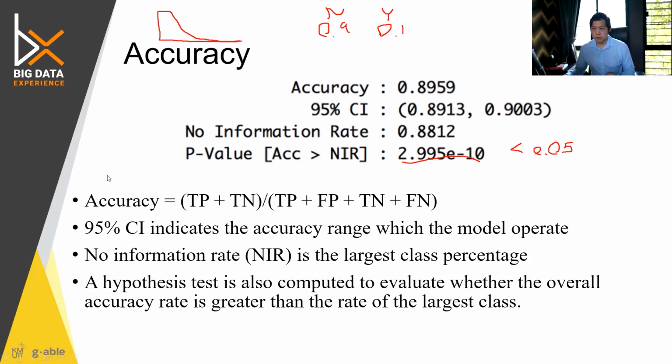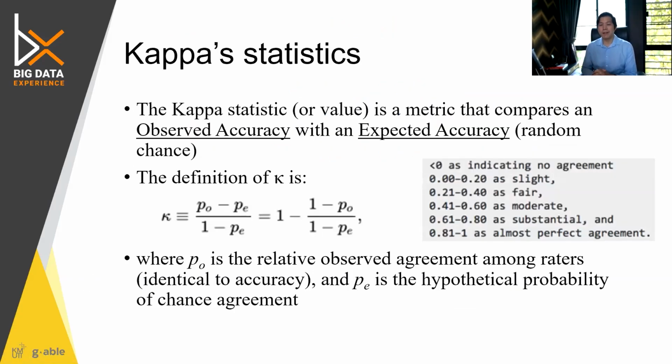Right, let's move on. The third part is more advanced here. It's more advanced statistics, but we will just try to understand the measurements. The third part is the measurement called Kappa.